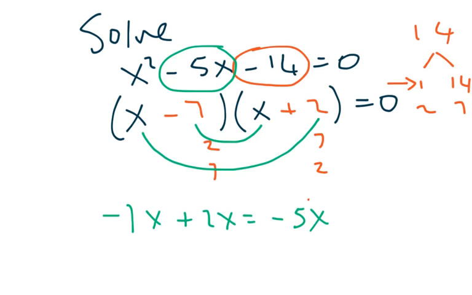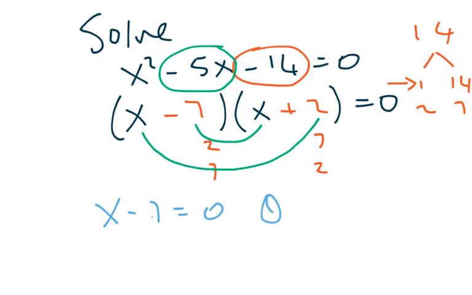So we've worked out the factors. Our factors are x minus 7 equals 0, or x plus 2 is equal to 0. And that means x is equal to 7, or x is equal to minus 2. They are the solutions to this equation. Let's do one more example.